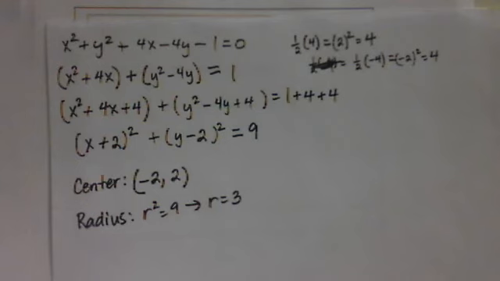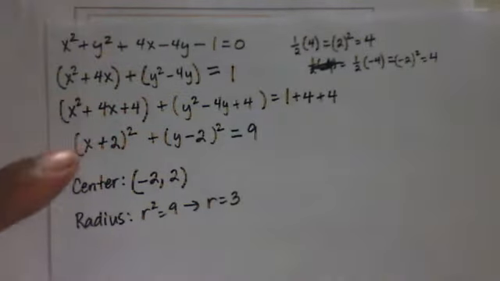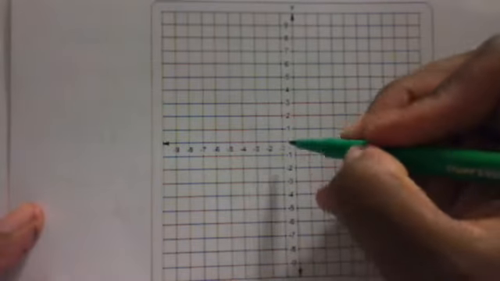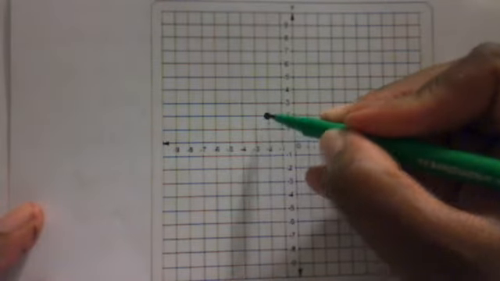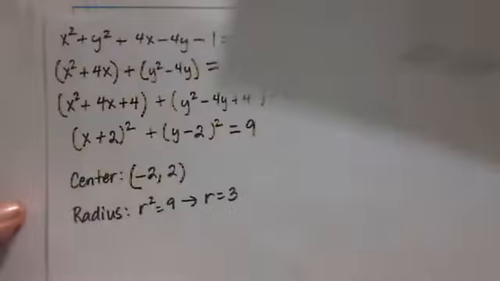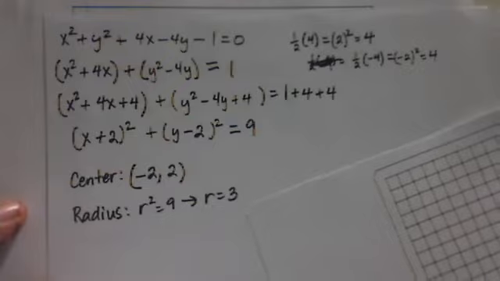So let's go ahead and graph this particular circle. Okay, first we plot the center, which is negative 2, 2. So that means we go to the left 2 and up 2 and draw the point. The radius, I'll take this back so you can see, is 3. That means we go to the right 3 units, to the left 3 units, up 3 units, and down 3 units from the center of that circle.